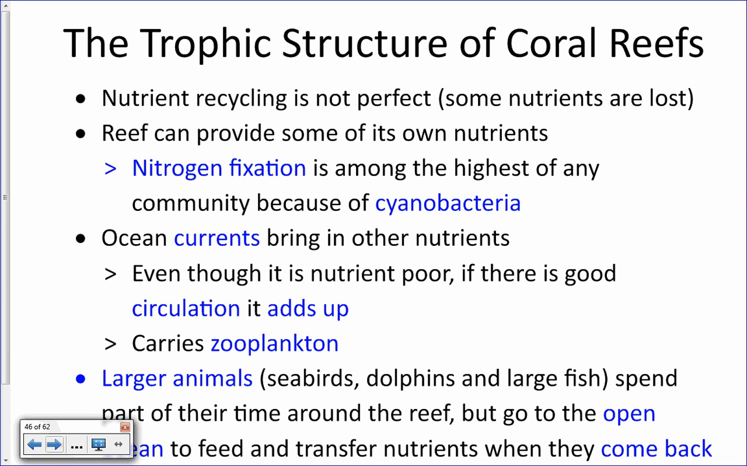So this whole lovely process of nutrient recycling is wonderful. However, it's very efficient, but sometimes nutrients do get lost. So it's not 100% always recycled. And so they do have to have some way to get other nutrients other than the fish poop. And some of the ways that they do that is actually the reef providing some of its own nutrients in the form of nitrogen fixation.